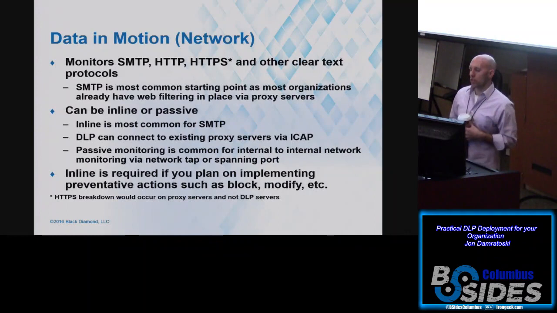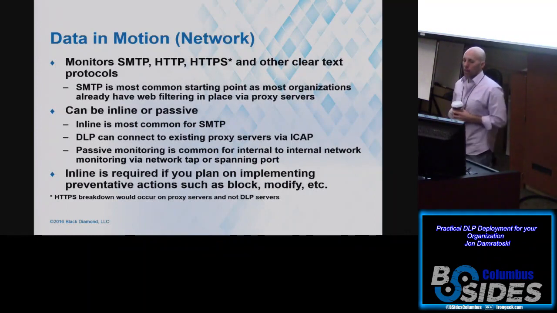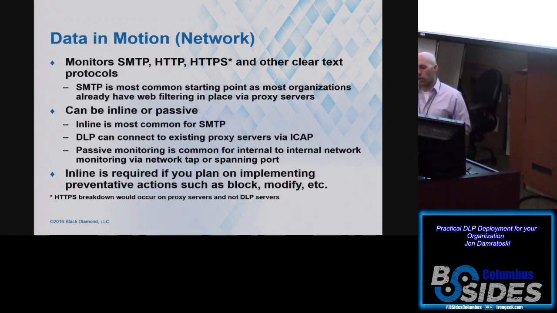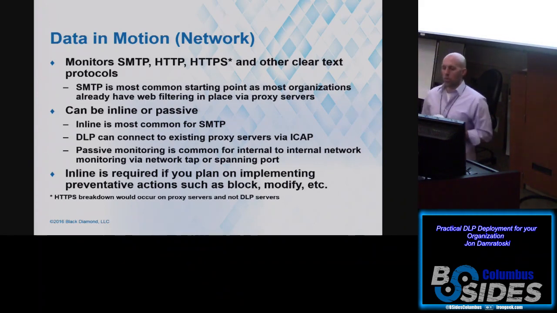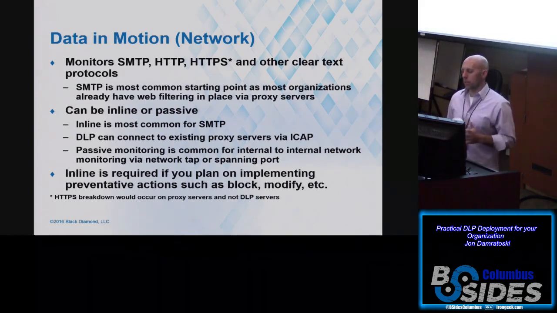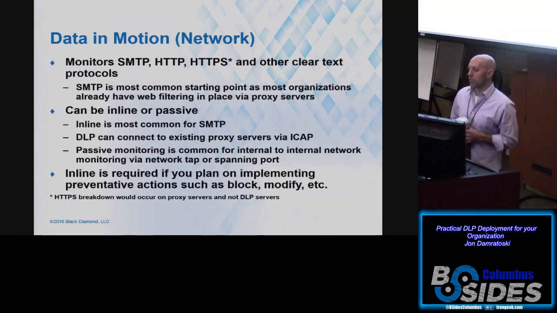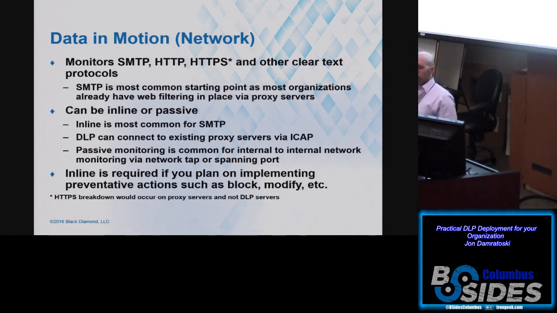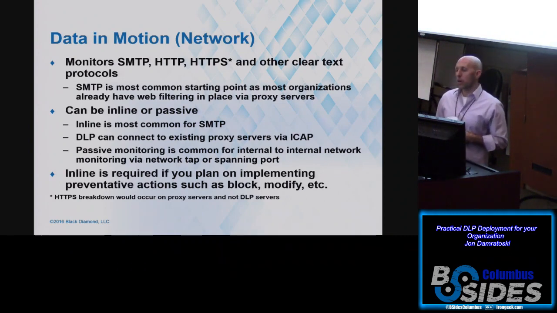All right, data in motion. So now we're going to talk a little more of the techie side. What is data in motion? Data in motion is anything network, typically egress only, and the core protocols are right there: SMTP, HTTP, and HTTPS. HTTPS is a little bit different. We'll get to that here at the bottom. But basically the rule is if it's unencrypted, or you can break that encryption down with one of your other tools, such as a web proxy or like tool, DLP can see it for the most part.